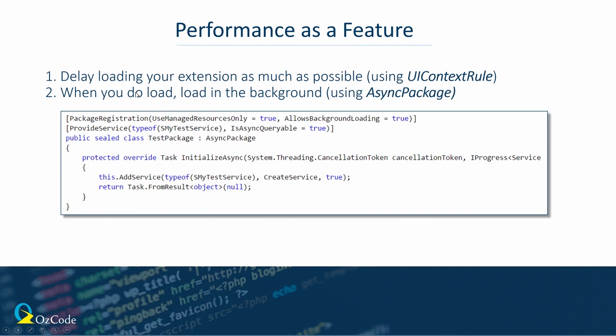The second thing you want to do is you want to load your package in the background using the async package pattern. What that means is that the initializer of our Visual Studio extension, instead of initialize, we have initialize async. We derive from the async package. And we have an async code here that basically returns a task that's completed once our Visual Studio extension is up and running.